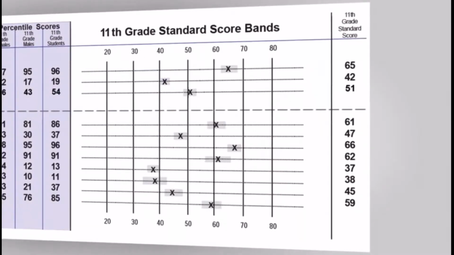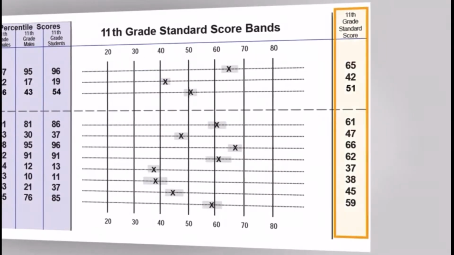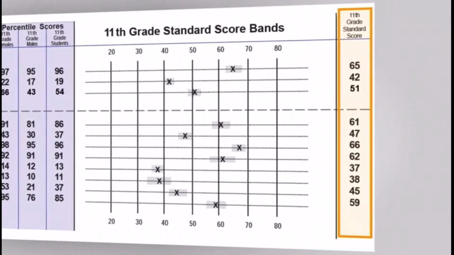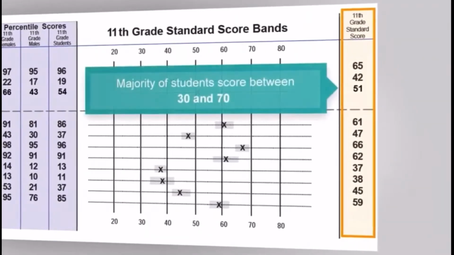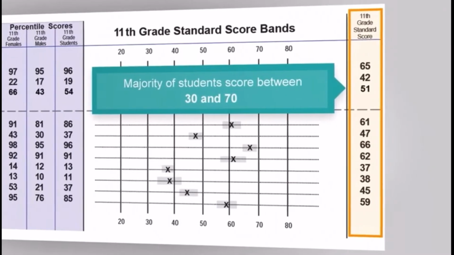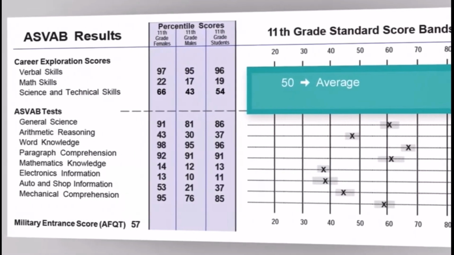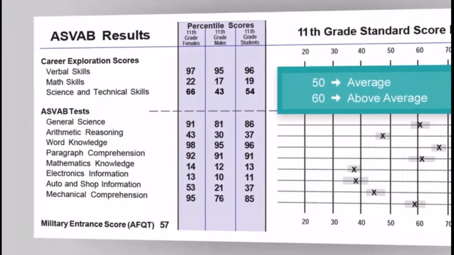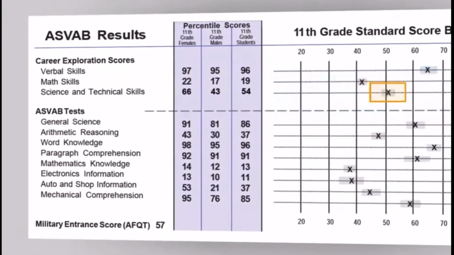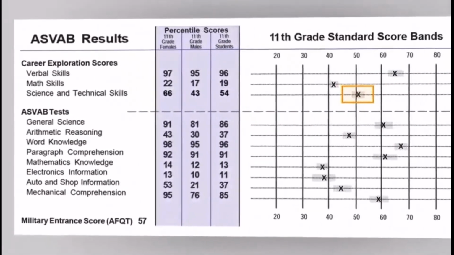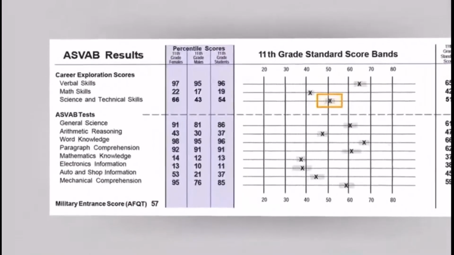Standard scores can be confusing. Standard scores are not like what you're used to seeing on a test, where the scores range from 1 to 100. On the ASVAB test, the majority of students score between 30 and 70. This means that a standard score of 50 is an average score, and a score of 60 would be an above average score. You'll notice gray score bands around each score. These bands show the range that scores would probably fall in if you took the test again.